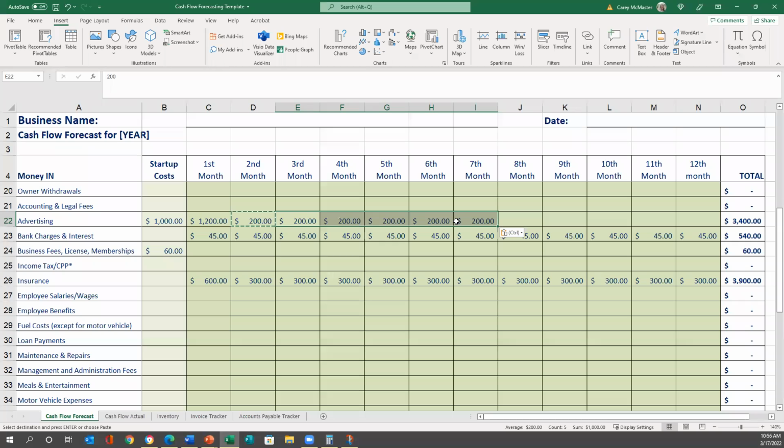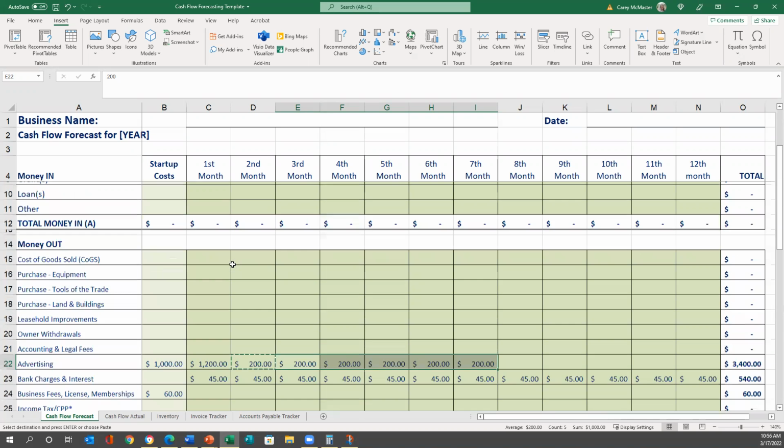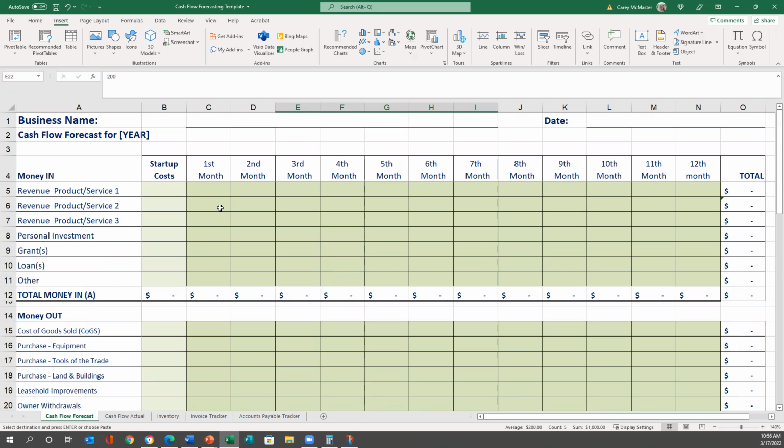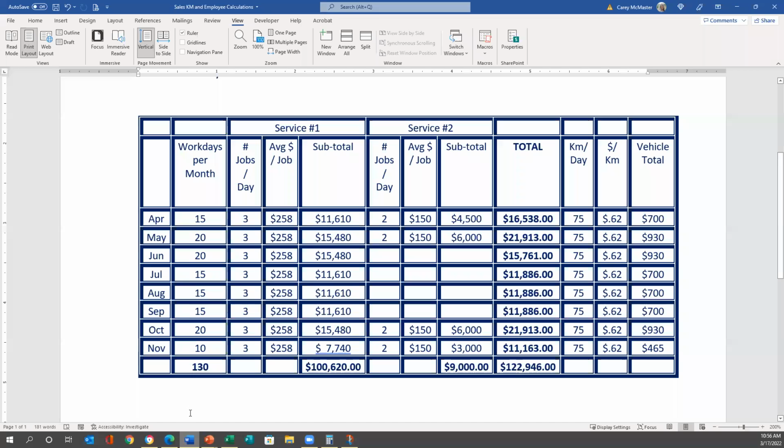What I do secondly is start thinking about my sales. So what do I anticipate my sales are going to be? So I can break it down by product or service, but I'm just going to do it with the product and service together. So what I'm going to share with you here is this is from the business plan.